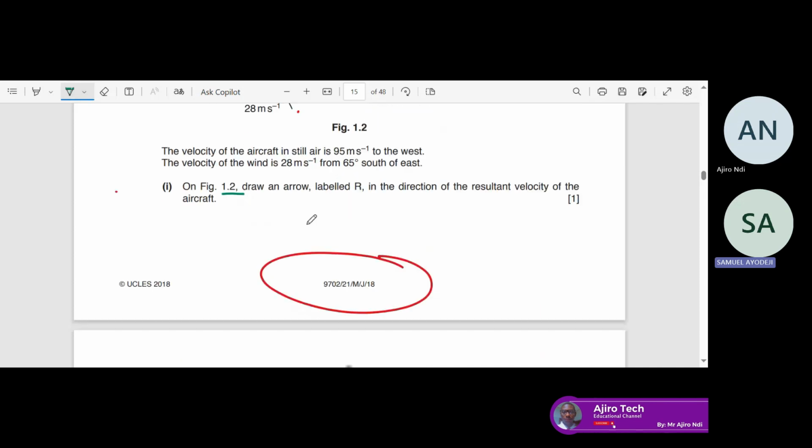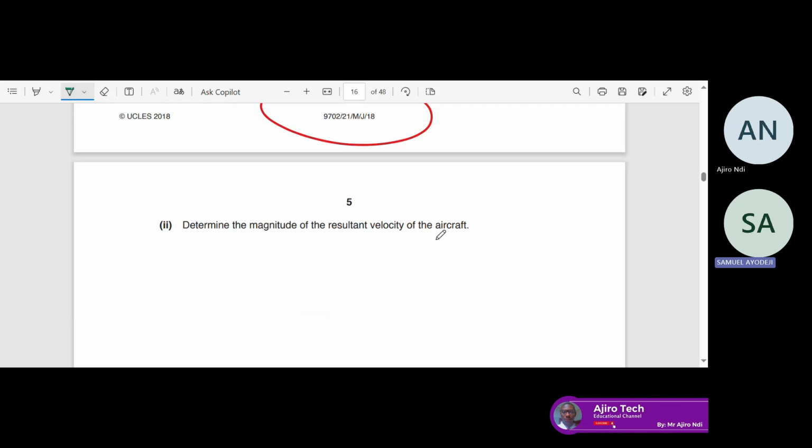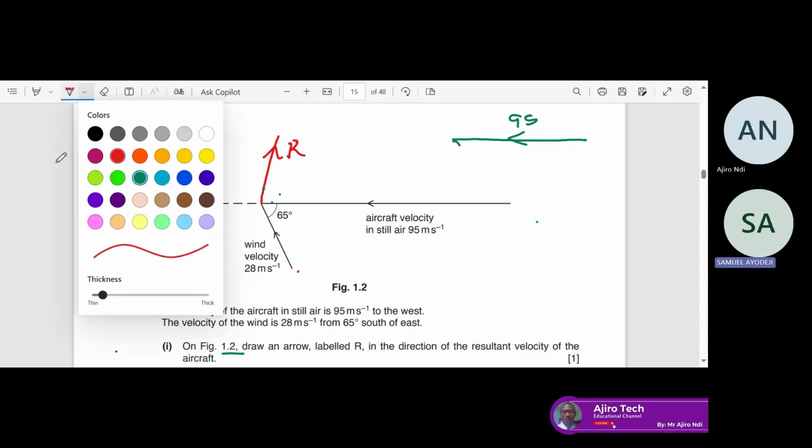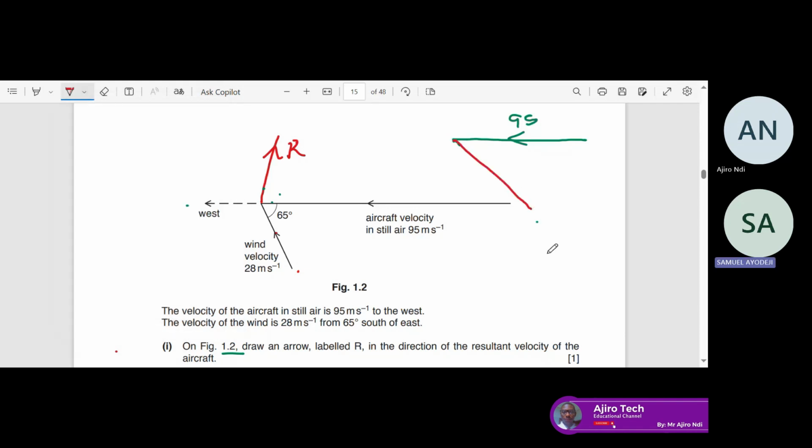We've answered that. The next question: determine the magnitude of the resultant velocity. You must be able to use this to form a triangle. How am I going to form a triangle with this? Let's see. This is the one coming. This is 195. You can see the arrow for this one. You don't change anything. This is 28.